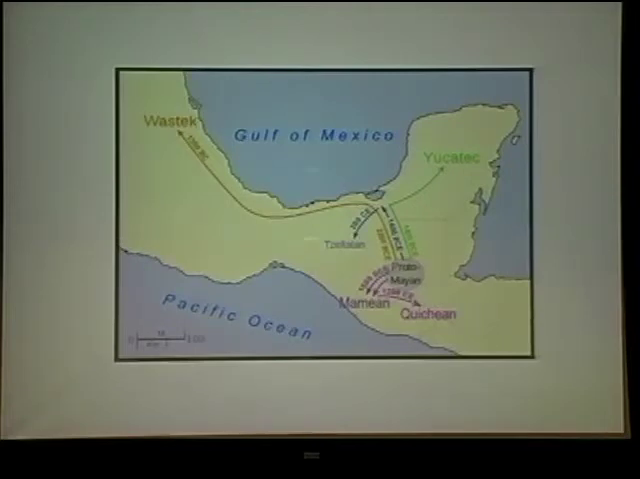However, there's a caveat. It looks very neat and clean on a map like this, and we put numbers on it and timelines. Of course, it's not the case that one group of people decides, today we're going to move out. But it gives us an idea of how things probably were.